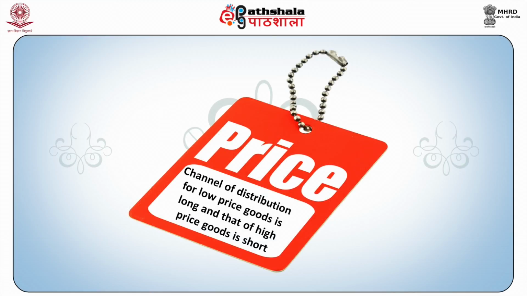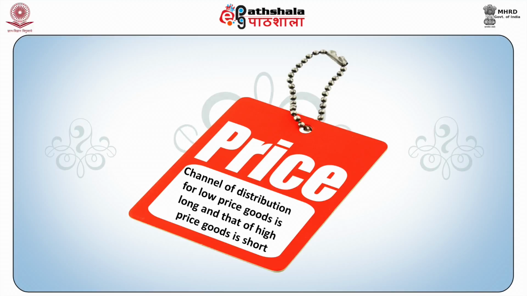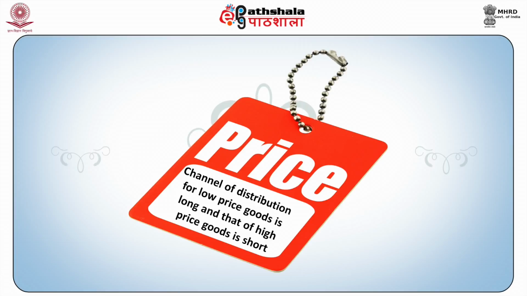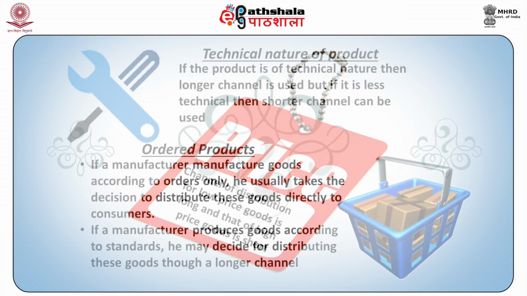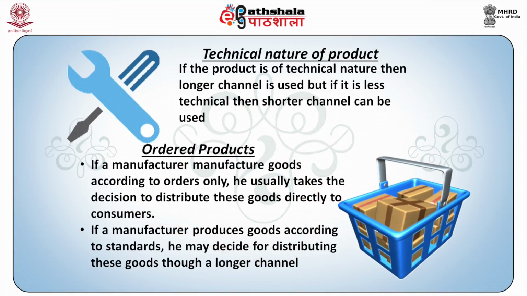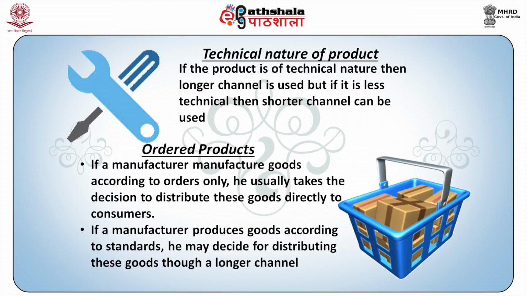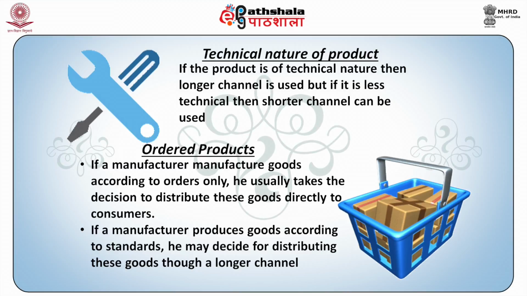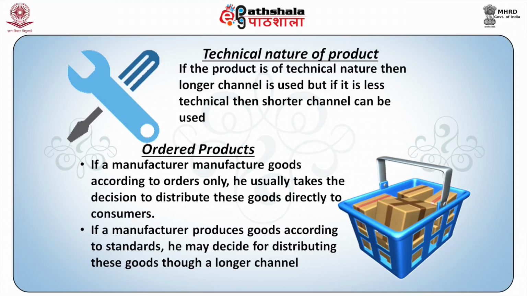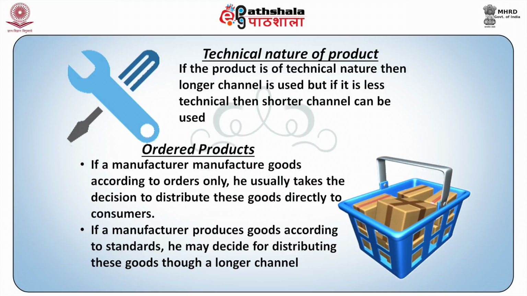Then price per unit. It has been the experience that channel of distribution for low price goods is long and that of high priced goods is short. Then technical nature of the product. If product is of technical nature, then longer channel is used, but if it is less technical, then shorter channel can be used.